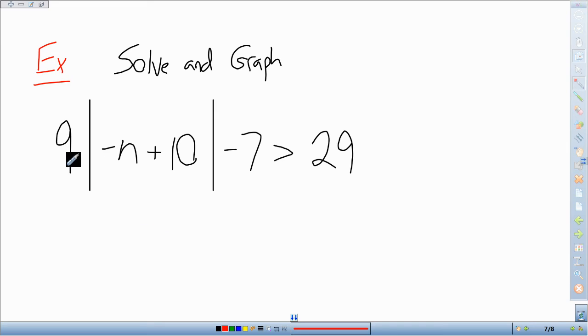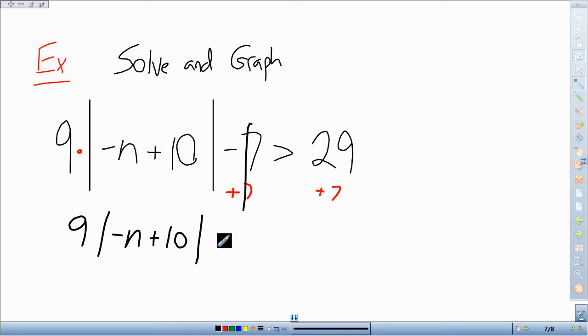This 9 is being multiplied. We will eventually get rid of that, but we got to deal with addition or subtraction first. So we got to get rid of this minus 7 first by adding 7. Adding 7 to both sides here. Bringing down this 9, we have 9 times the absolute value of negative n plus 10. These are gone, no reason to flip the inequality. Looks like we got a 36.